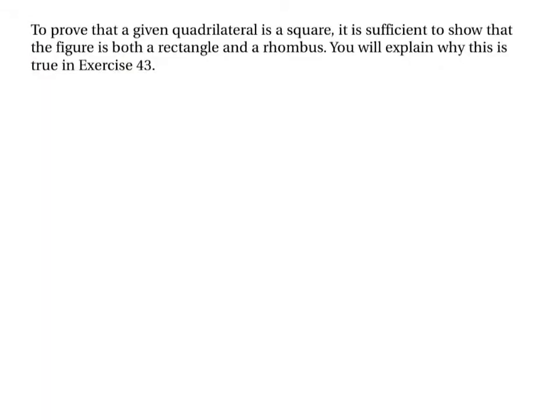Now I want you to make note of this. To prove that a quadrilateral is a square, it is sufficient to show that the figure is both a rectangle and a rhombus. So if you can use one of the two conditions for a rectangle and one of the three conditions for a rhombus, then you can use that to prove that it is a square. You will explain why this is true in exercise 43.